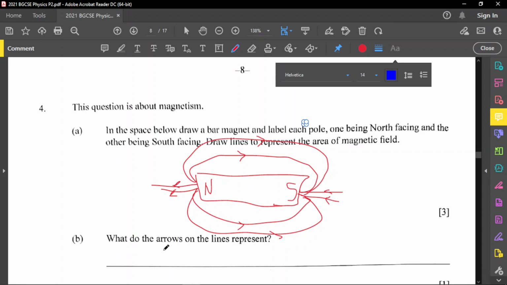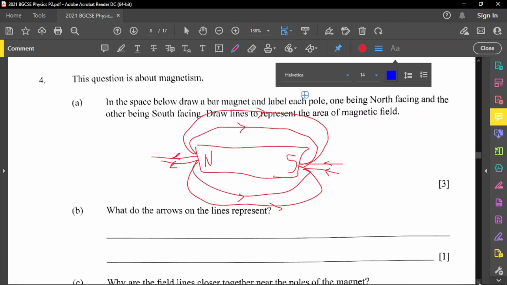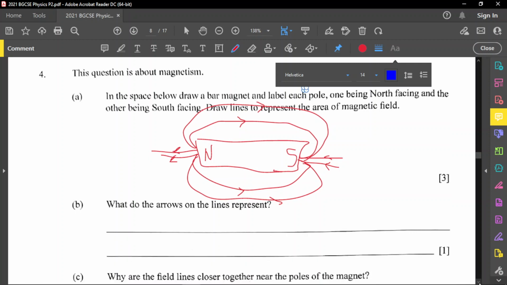So what do the arrows on the lines represent? The arrows on the lines represent the direction of the magnetic force or the direction of the magnetic field. There are two ways you could express this, and I'm going to put both of them. So this represents the direction of the magnetic force or the magnetic field.